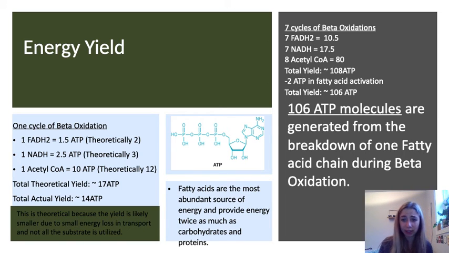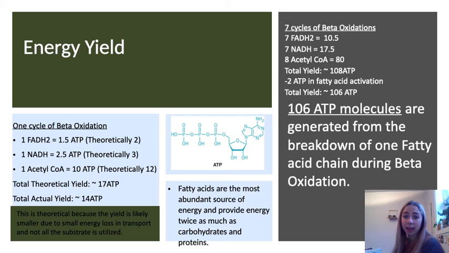So the actual yield is going to be about 1.5 for FADH2, 2.5 for NADH, and 10 for acetyl-CoA. So the total theoretical yield would be approximately 17 for 1 cycle of beta oxidation, but the actual would be more approximately 14 ATP. So as you can see above, I put for 7 cycles. In order to break down that entire fatty acid molecule, it's going to go through 7 cycles, right?